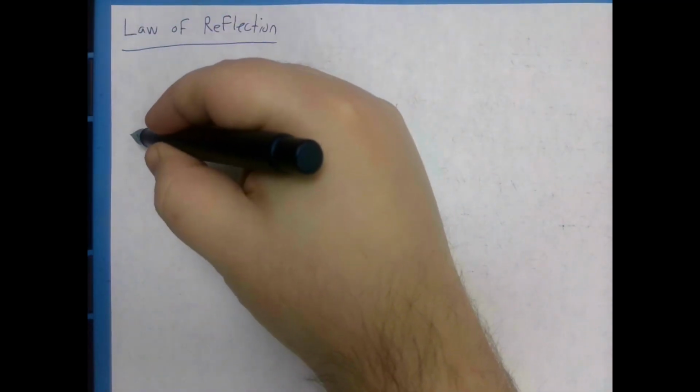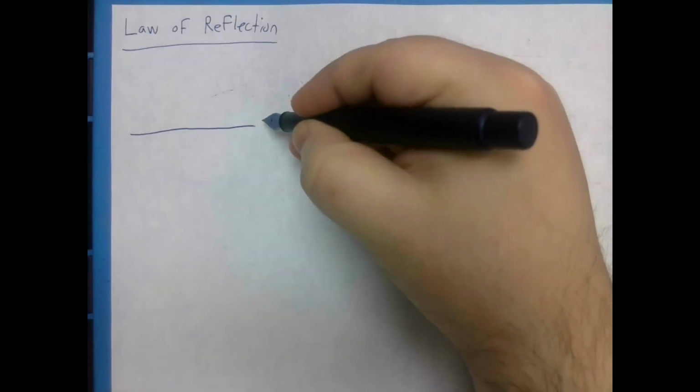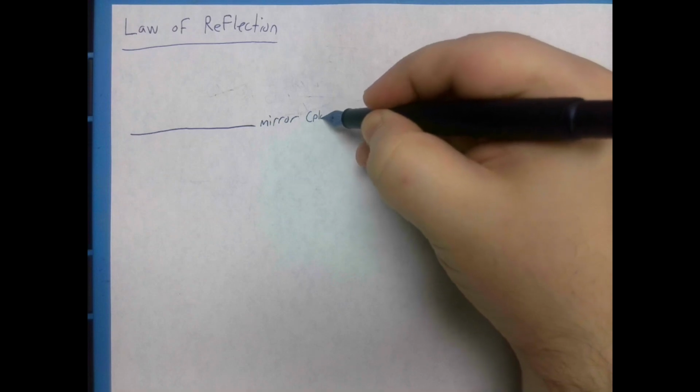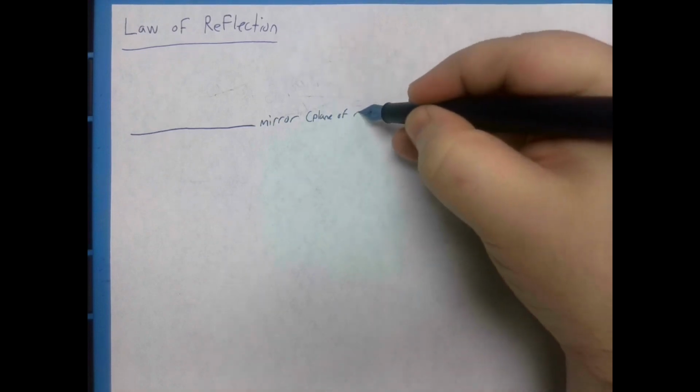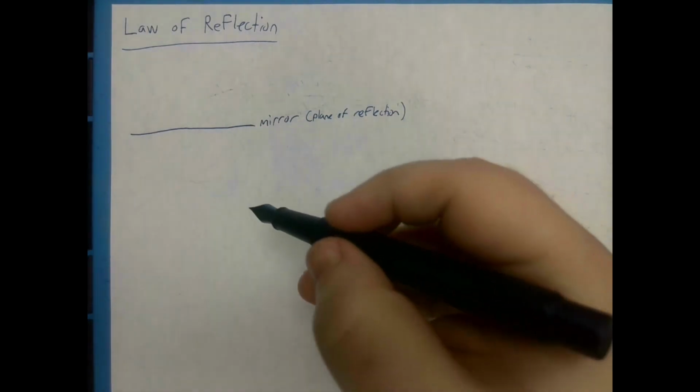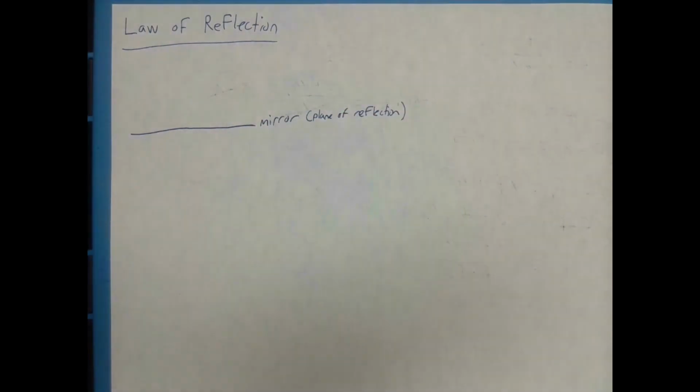So imagine we have a mirror, also known as the plane of reflection. What do we call a perpendicular line?